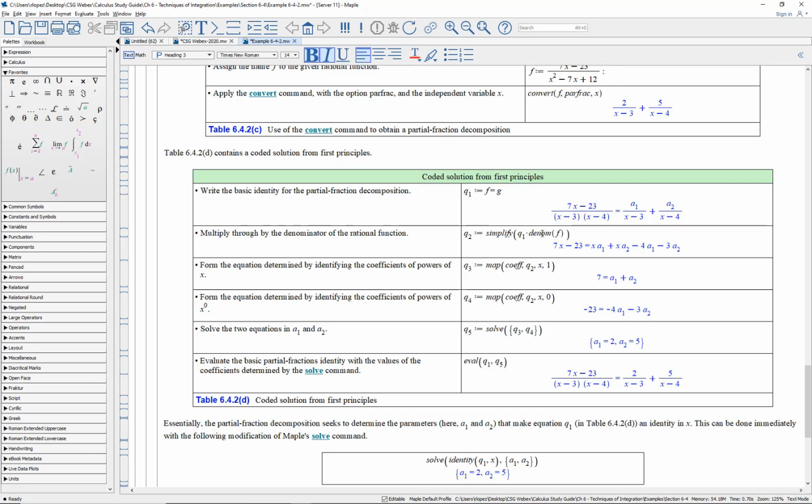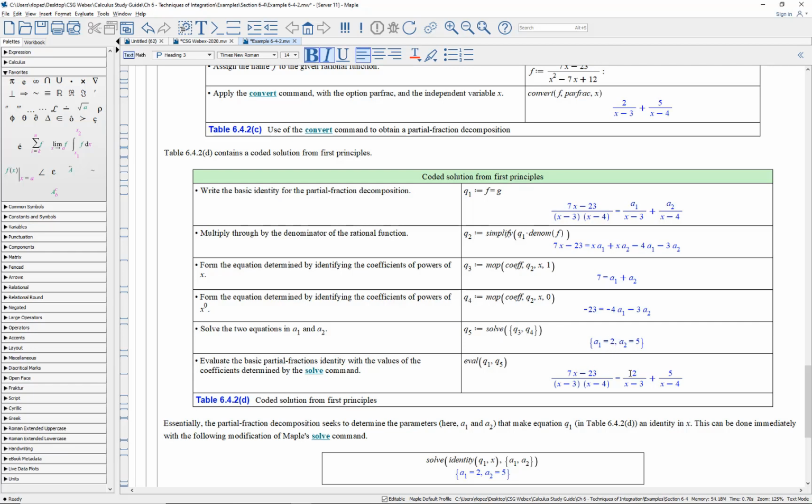simplify, and multiply by the denominator, right? We're picking up the denominator of f, multiply this equation by that denominator, hit it with a simplify. We want the coefficients of x on each side to match, and the coefficients of x to the 0 to match. So you map the coefficient command onto both sides of the equation. This is x to the power 1, this is x to the power 0. Those are the two equations that you have to solve.